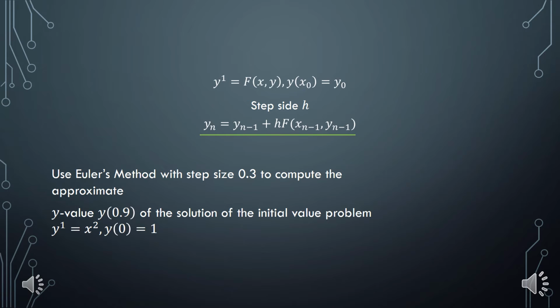So here's another example for Euler's explicit method. Here we're going to look at the second example of Euler's explicit method for solving differential equations numerically. And these are the formulas for Euler's method, and the last line is the line that we're going to be using, filling in this information. So we're going to use Euler's method to approximate the y value y of 0.9 of the solution of the initial value problem y prime equals x squared and y of 0 equals 1.